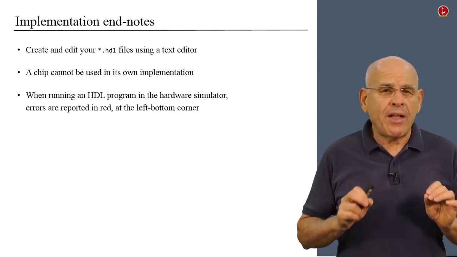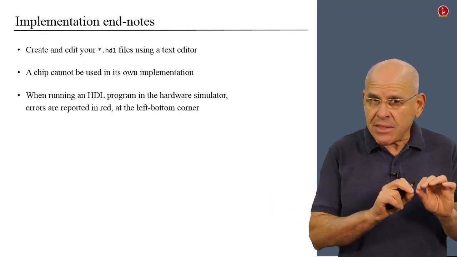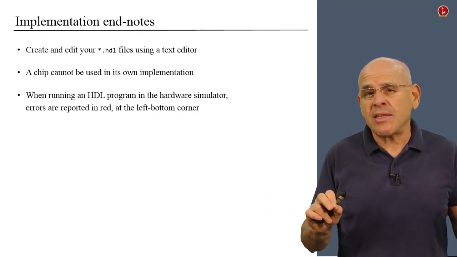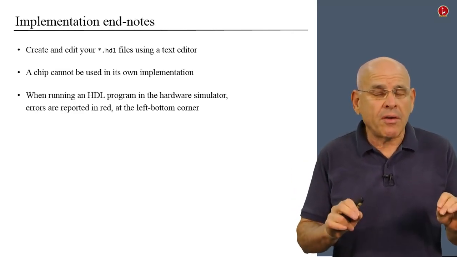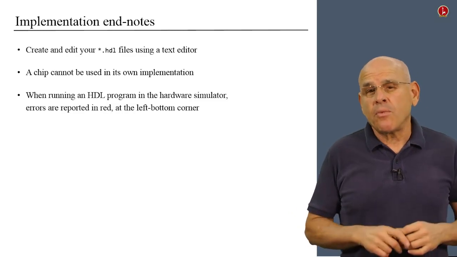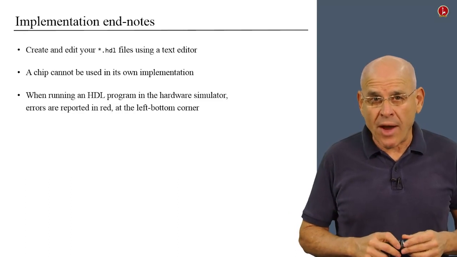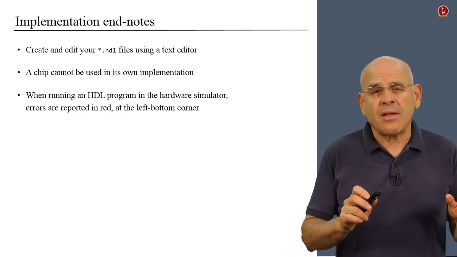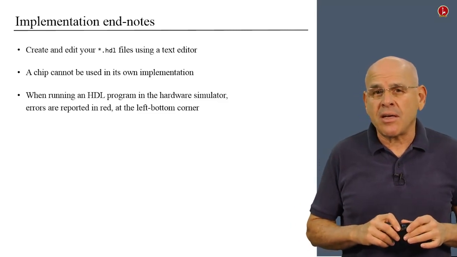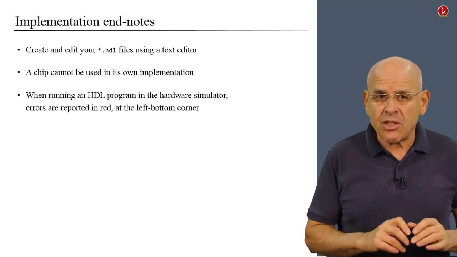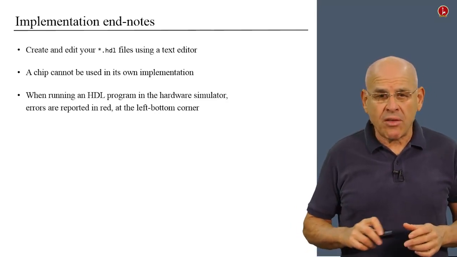Now, when you run your HDL in the simulator, if everything works well, you will get a message at the bottom left of the simulator saying something like "simulation completed successfully." If something goes wrong, and there's a syntax problem with your HDL code or anything like that, you will get an error message printed in red. Some students tended to miss these messages, so pay attention to the bottom left of the simulator when you simulate your chips.